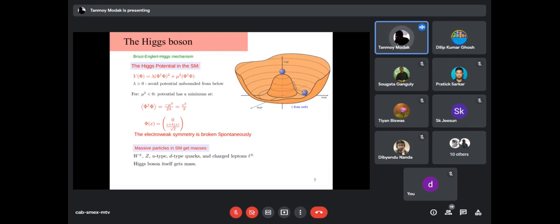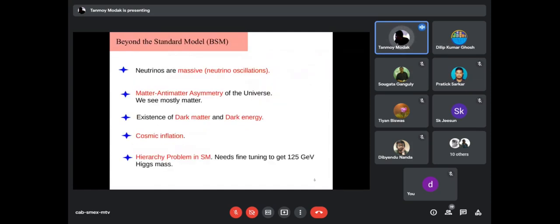So in fact, we have to, because we have made observations over the years, and we do not have any clue how the standard model can explain this type of observation. So what are they? First, neutrinos are massive. We already know that. And the standard model with its particle content cannot explain how neutrinos are massive.